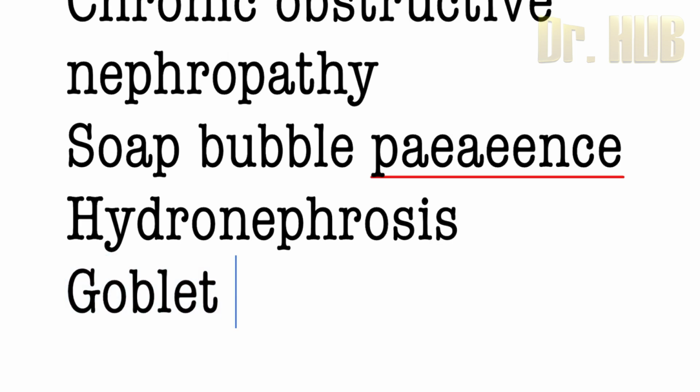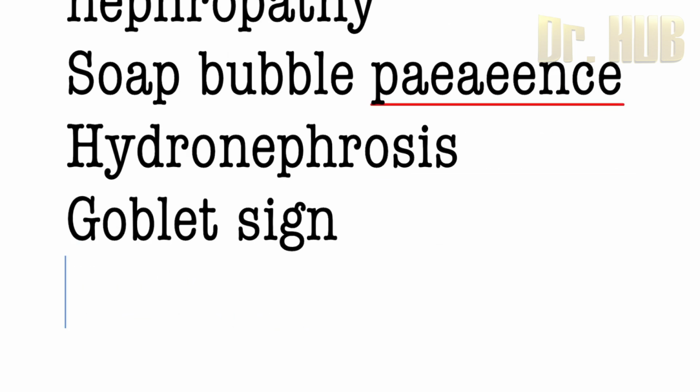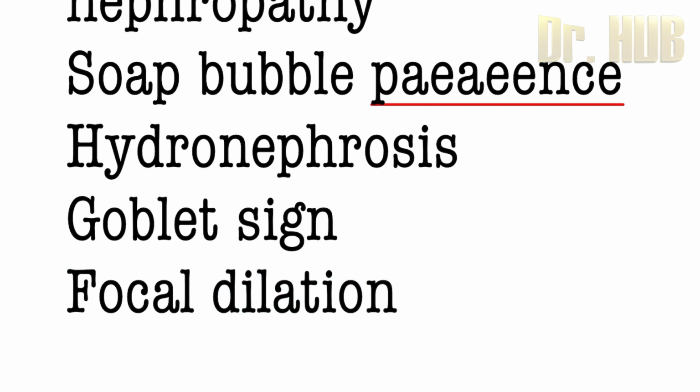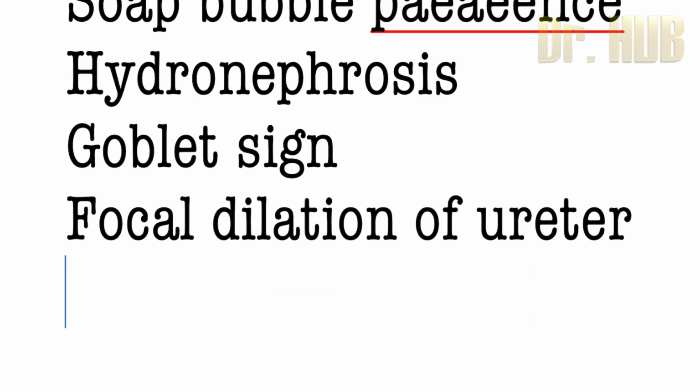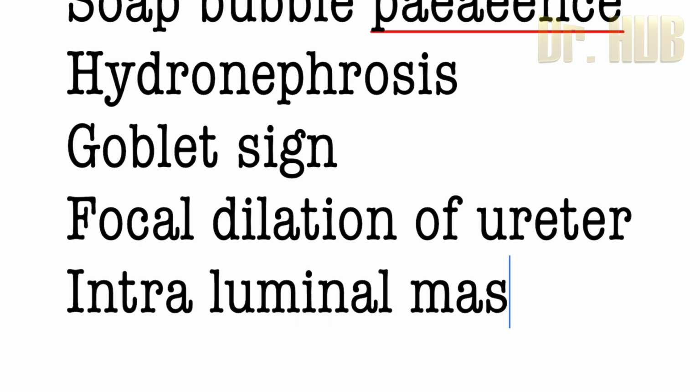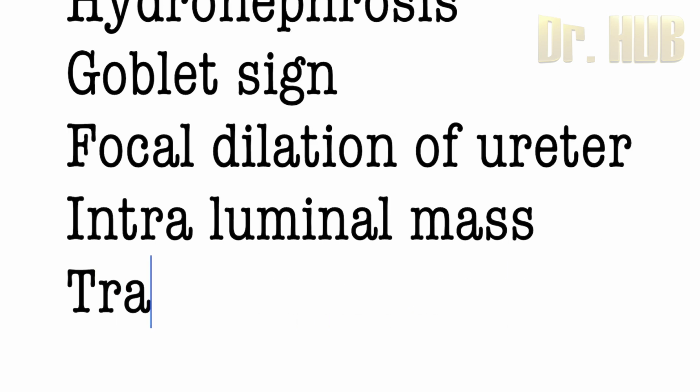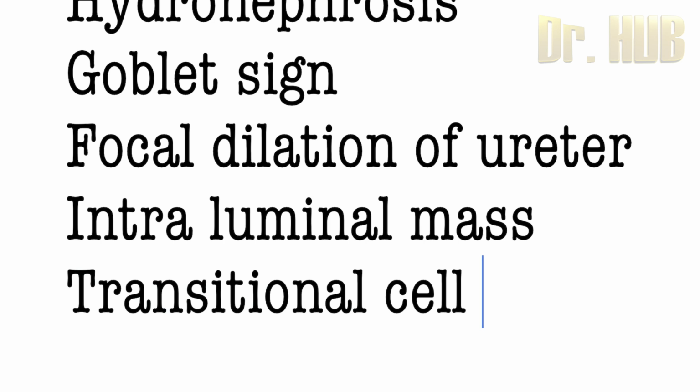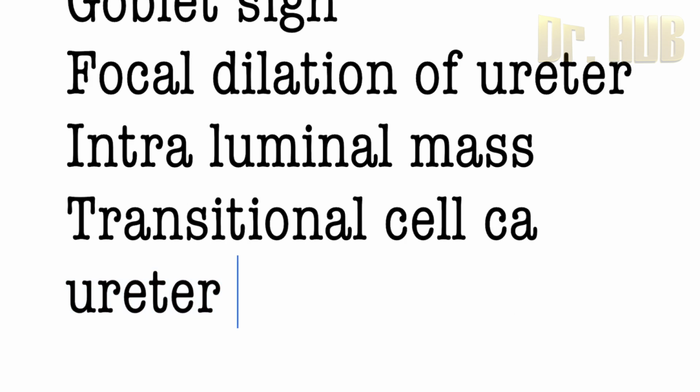And looking at the goblet sign. The goblet sign has a focal dilation of the ureter by an intraluminal mass. That is most common in case of transitional cell carcinoma of the ureter.